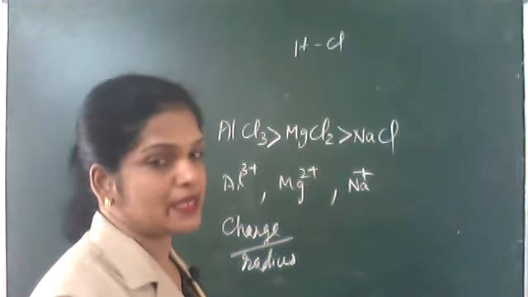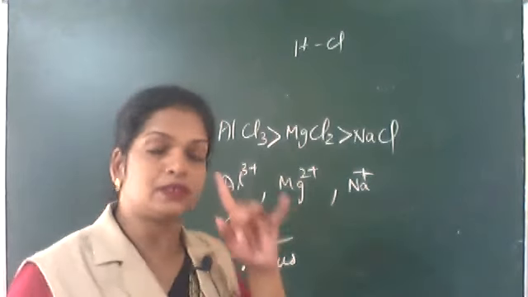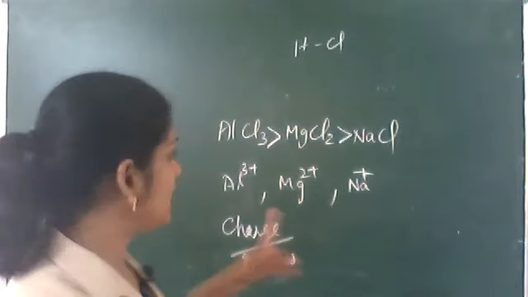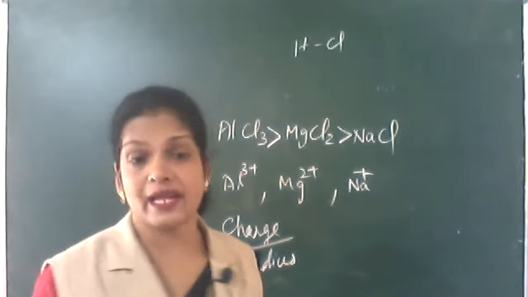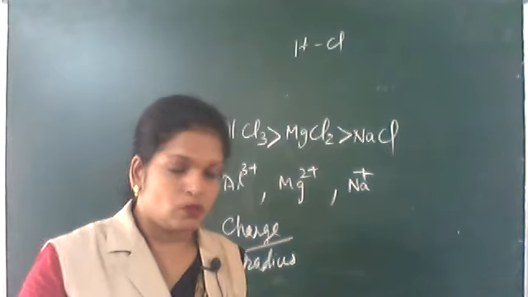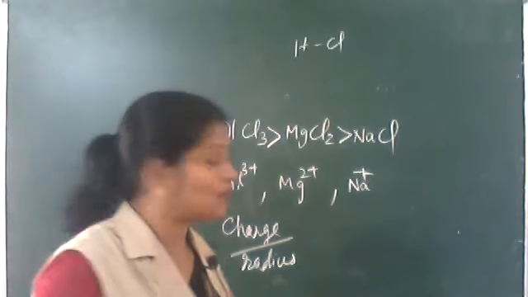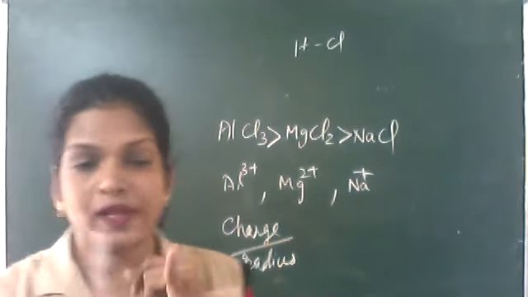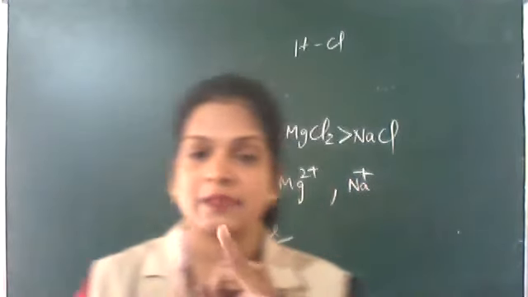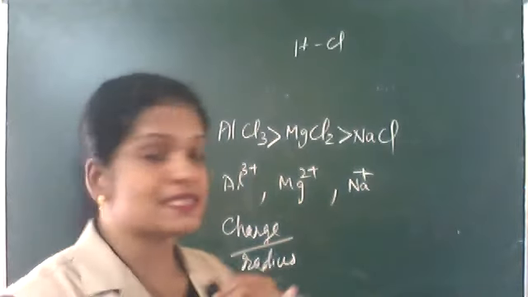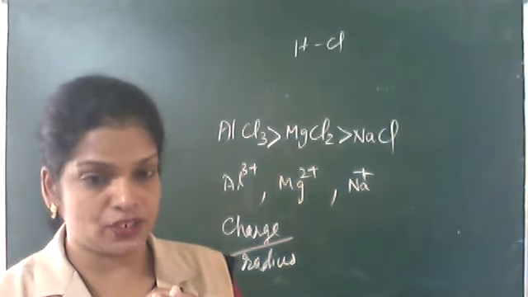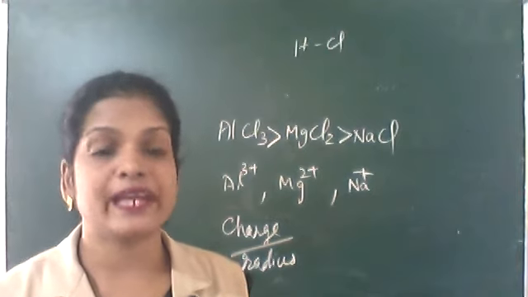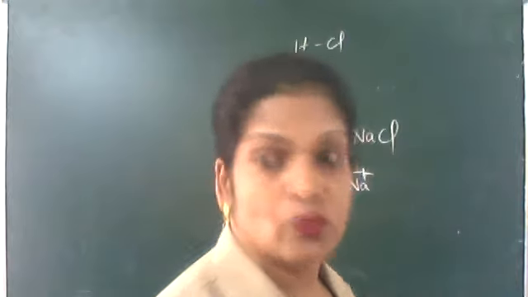No bond is 100% covalent or 100% ionic. So for a cation, we'll be using the term polarizing power. For an anion, we'll be using the term polarizability. So what decides the covalent character? Three things: the polarizing power of the cation, the polarizability of the anion, and the extent of polarization decide the covalent character of an ionic bond. Next, we are moving to VSEPR theory for the shape of a molecule.